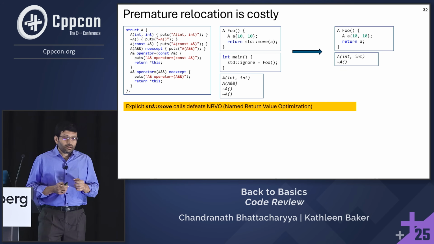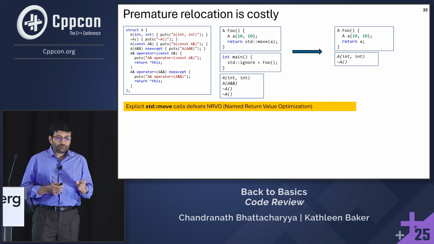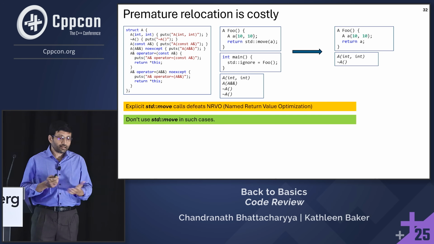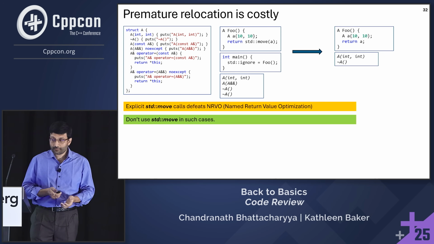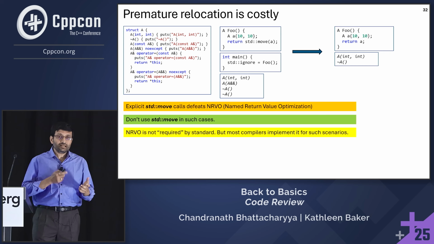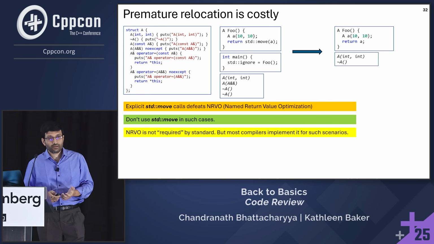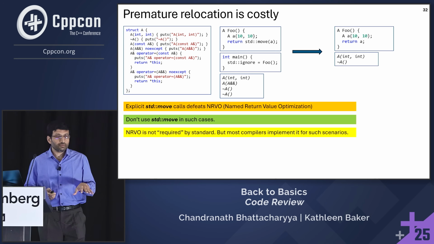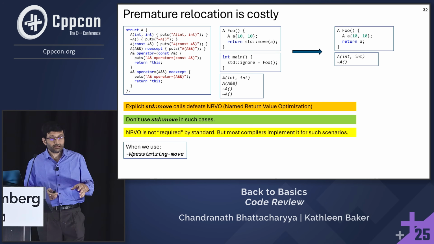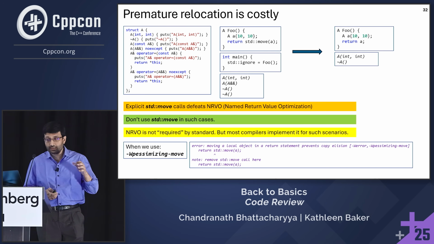So explicit call to std::move defeats the NRVO, which is the named return value optimization. Hence the guidance, don't use std::move for such cases. Now note, NRVO is not required by the standard, but most compilers implement it for such scenarios. So how do you catch such a problem? There is a flag in Clang, -Wpessimizing-move. So when you use that, it actually catches this problem.